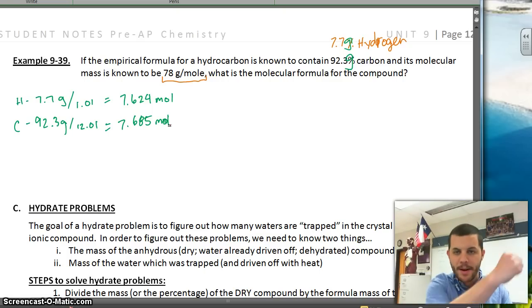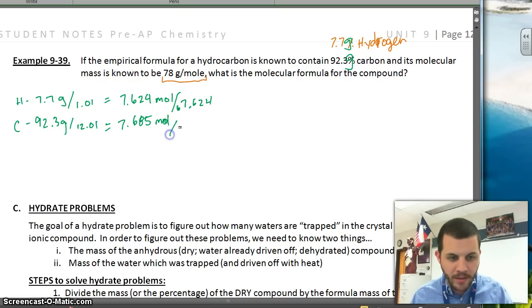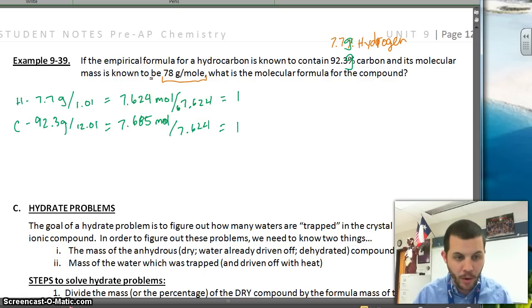So now we've done percent to mass, mass to moles. So now we're going to divide by the smallest. When we divide by the smallest, we're going to choose the one that's smaller, and we're going to divide both by that. So we're going to divide 7.624 by 7.624, and we're going to get essentially 1 for both. This one's going to be exactly 1. The other one, 7.685 divided by 7.624, is going to be like 1.008, so it might as well be 1 as well. So that tells us that our empirical formula is just CH.